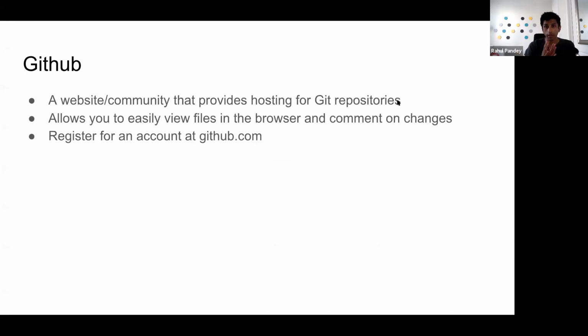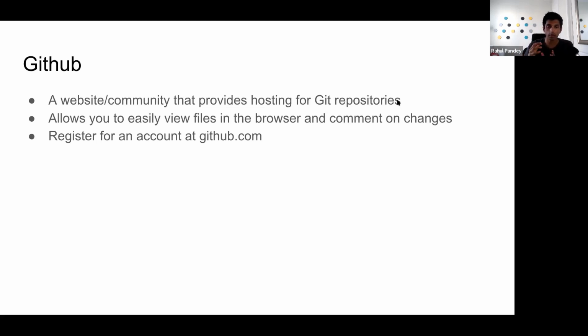So now you know what Git is. You know what source control is. What is GitHub? GitHub is a website or community that provides hosting for Git repositories. If you look at GitHub, it's actually trying to be a social network in some sense around Git. That sounds a little bit weird, but I think they're doing a really good job.